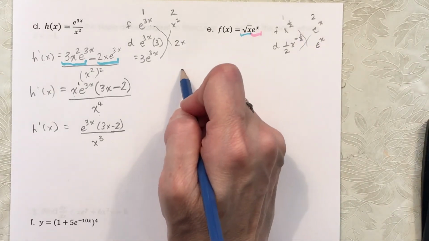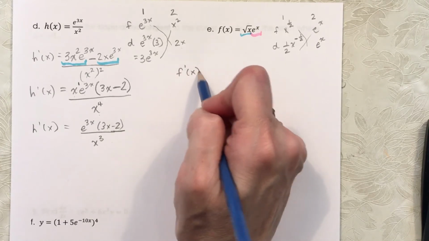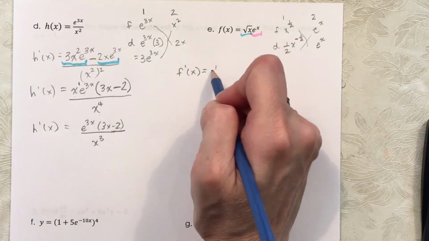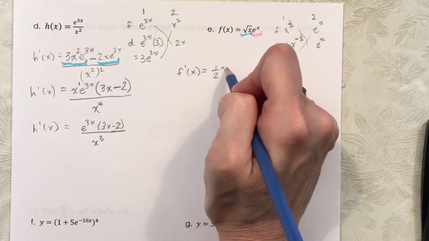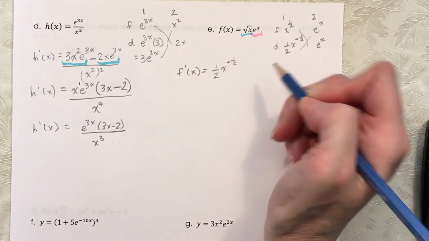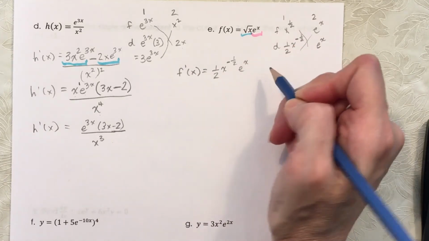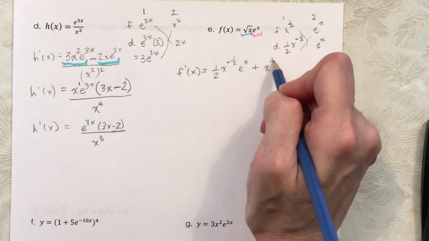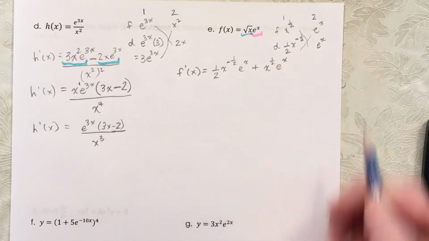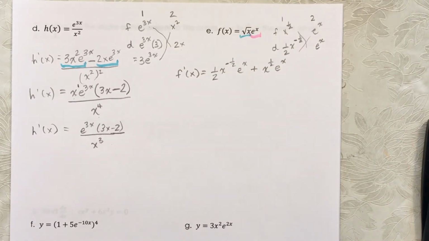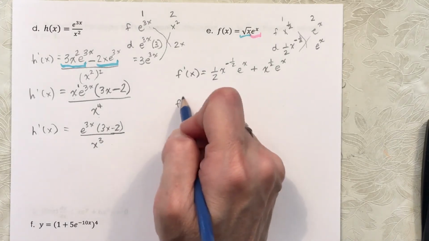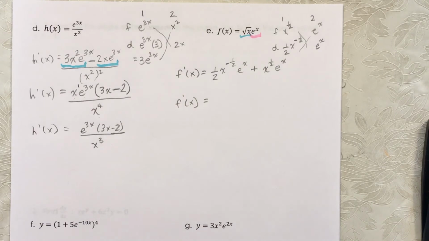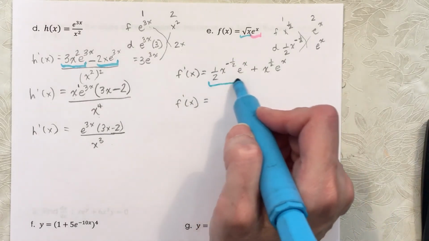So I'm going to back up here and use the product rule this time. So derivative of the first times the second is going to give me 1/2 x to the negative half e to the x plus x to the half e to the x. So there's the derivative. Now I want to write it in simplified factored form. So this is a good one.